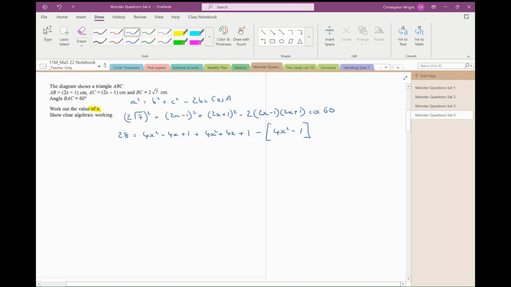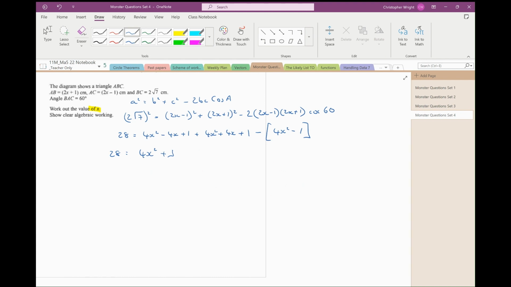Right. 28 equals 4x squared's there, and another 4x squared gives me 8x squared, minus 4x squared gives me 4x squared. X's, minus 4x plus 4x, no x's. Plus 1, plus another one is plus 2, plus another one is plus 3. So 4x squared plus 3.